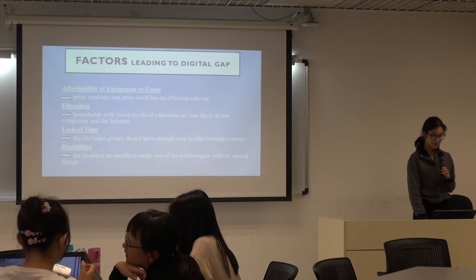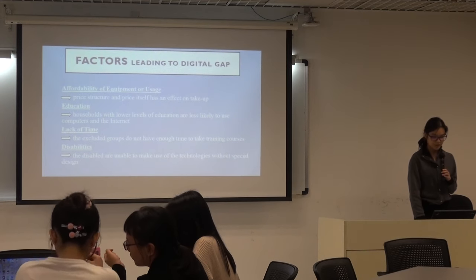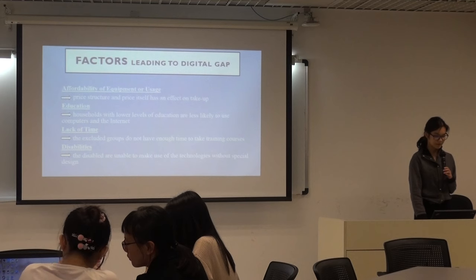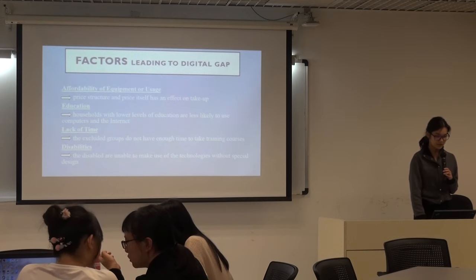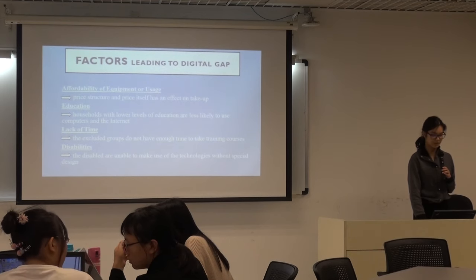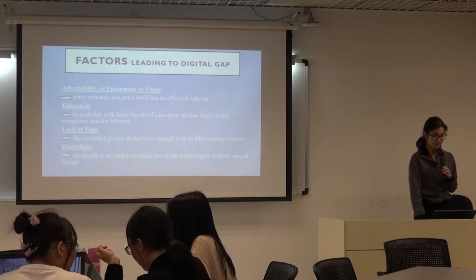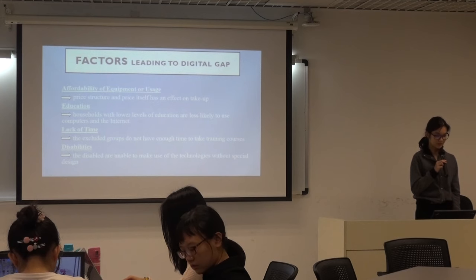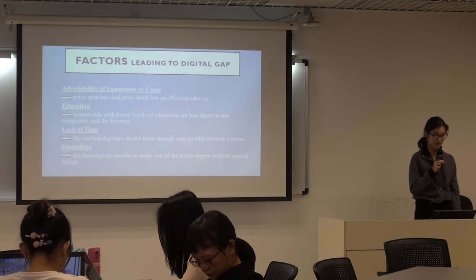There are several factors leading to digital divide. The first one is the affordability of equipment or usage. Even though the price of ICT equipment will continue to go down, the cost will still be a significant barrier for some excluded groups, such as the people in remote and rural areas. The price structure and price itself has an effect on take-up. This is how much people accept a service or a product that has been made available to them. The internet take-up among low-income groups has been much lower. Research has shown that among users of the internet, some have estimated the cost of use to be far higher than it actually is.